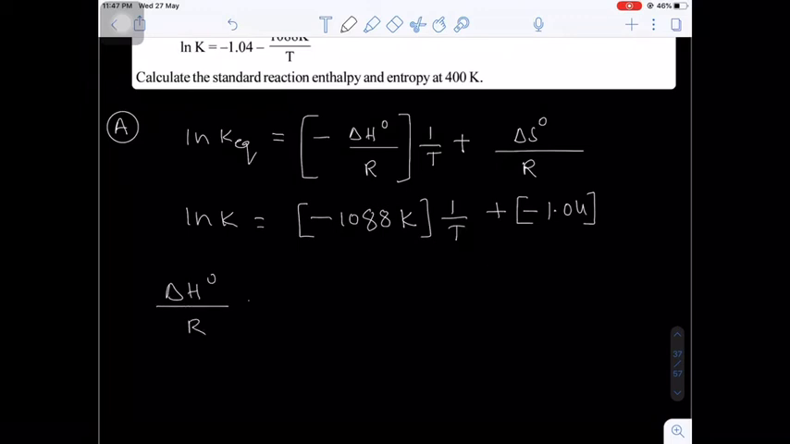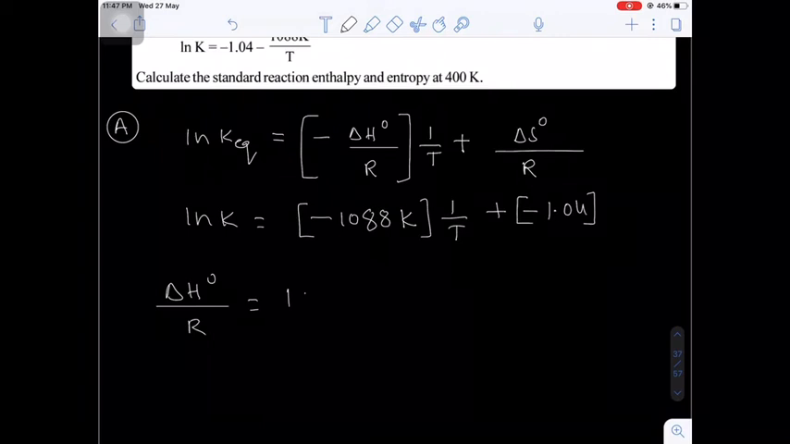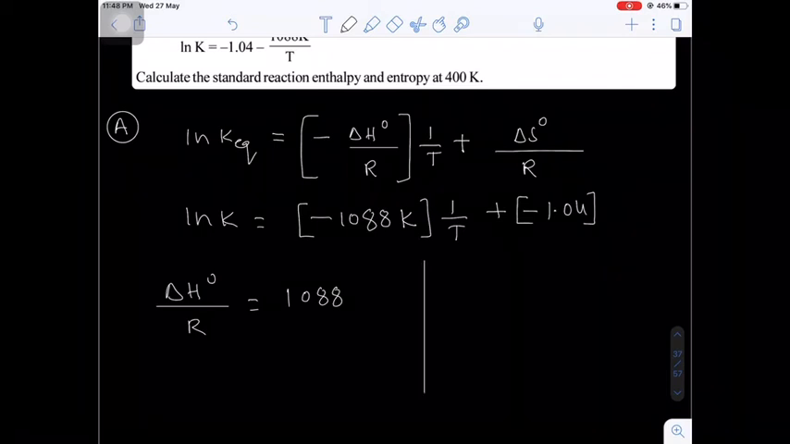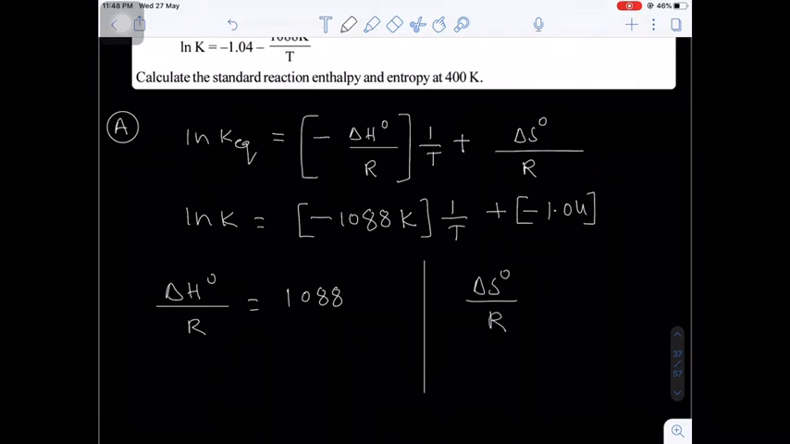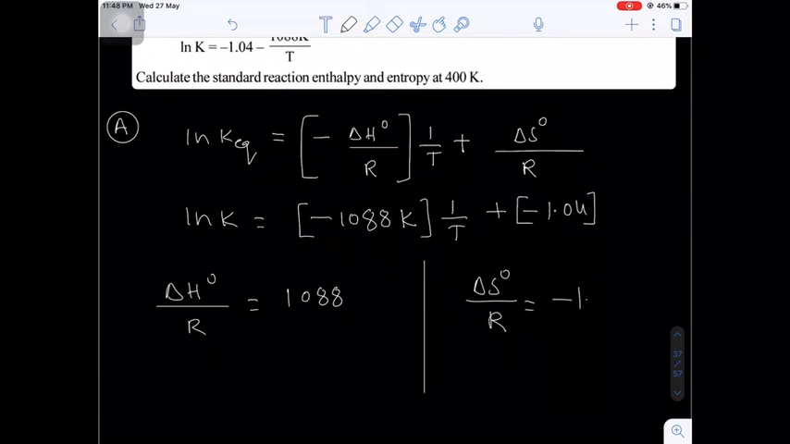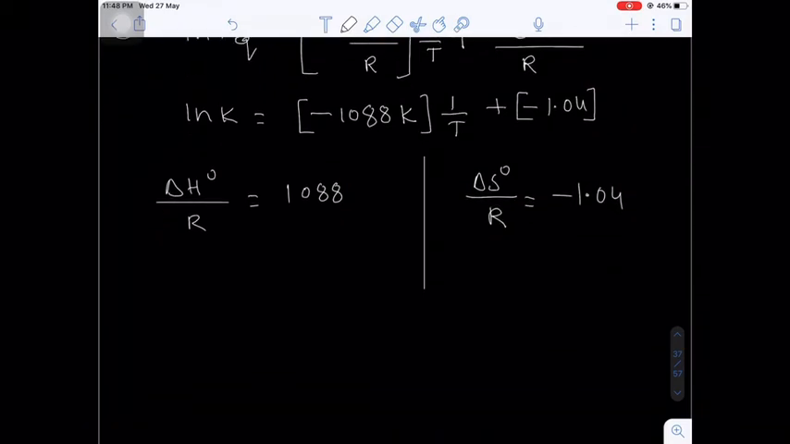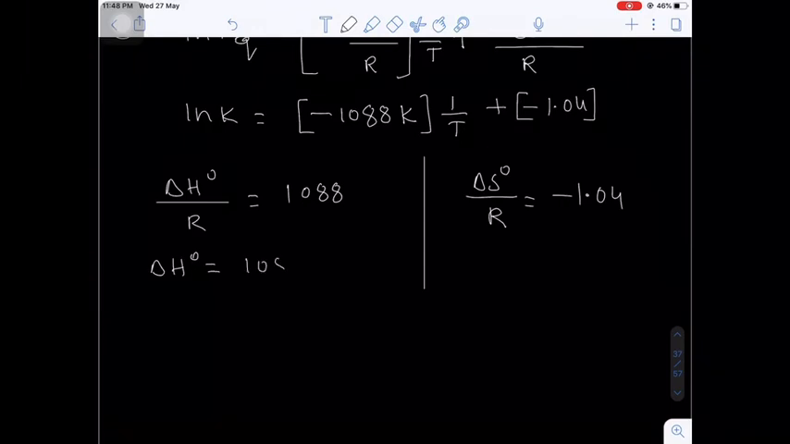From these two expressions, delta H naught divided by capital R is equal to 1088. This is the first one. Now the second one, delta S naught by capital R is equal to minus 1.04. From here, delta H naught is equal to 1088 into capital R.